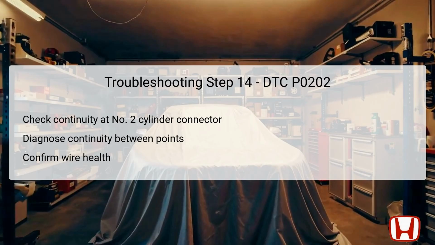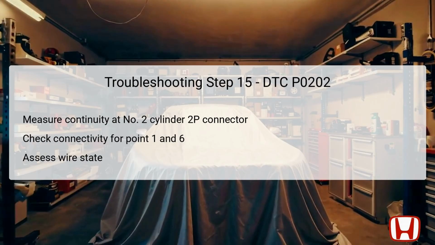Should there be no continuity detected in this test, it points towards an open fault in the INJ-HS2 wire, necessitating repair to maintain continuity and ensure proper injector performance. As we dive into Step 15, the focus remains on assessing the functionality of the INJ-LS2 line.